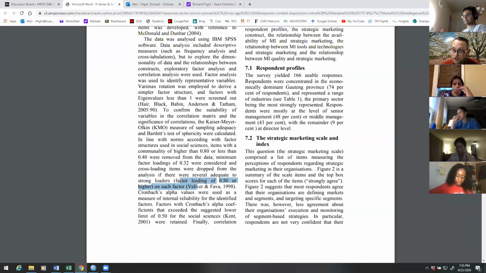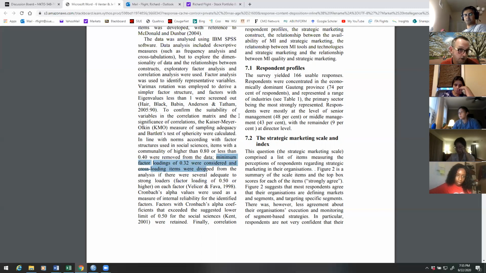So they used factor loadings of 0.5 or higher. Again, I like to use 0.7, 0.6, 0.7 and up, but 0.5 is fine. That's good. Minimum factor loadings of 0.32 were considered cross loadings.